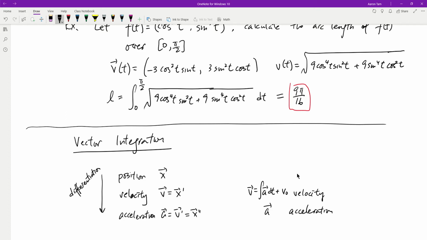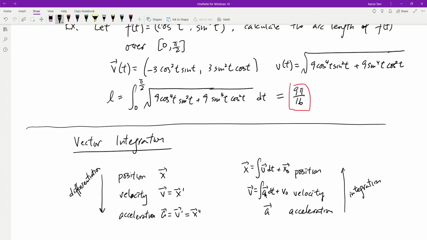There is an initial velocity, v sub 0. And can I define the position also? Using that, of course I can. Vector x will equal the integral of vector v of t dt, plus some initial position. So we go through this process through integration instead of differentiation.